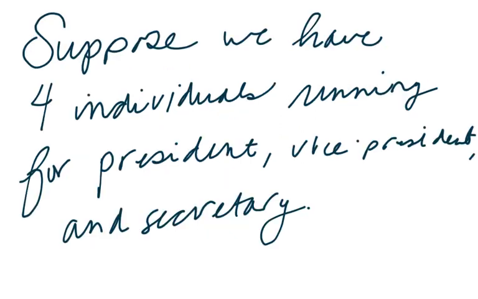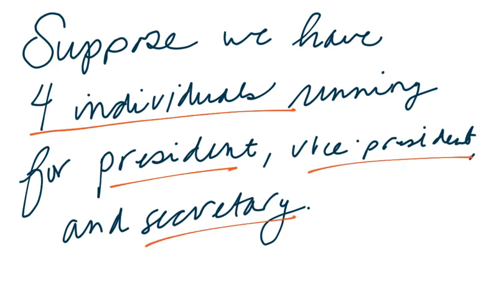So let's suppose that we have four individuals running for the office of president, vice president, and secretary of a student council. This situation would be a permutation because the order matters. Somebody would be president, somebody would be vice president, and somebody would be secretary. Those positions are different and distinct, so the order would matter. So we would say that's four people and we're permuting them over three offices.